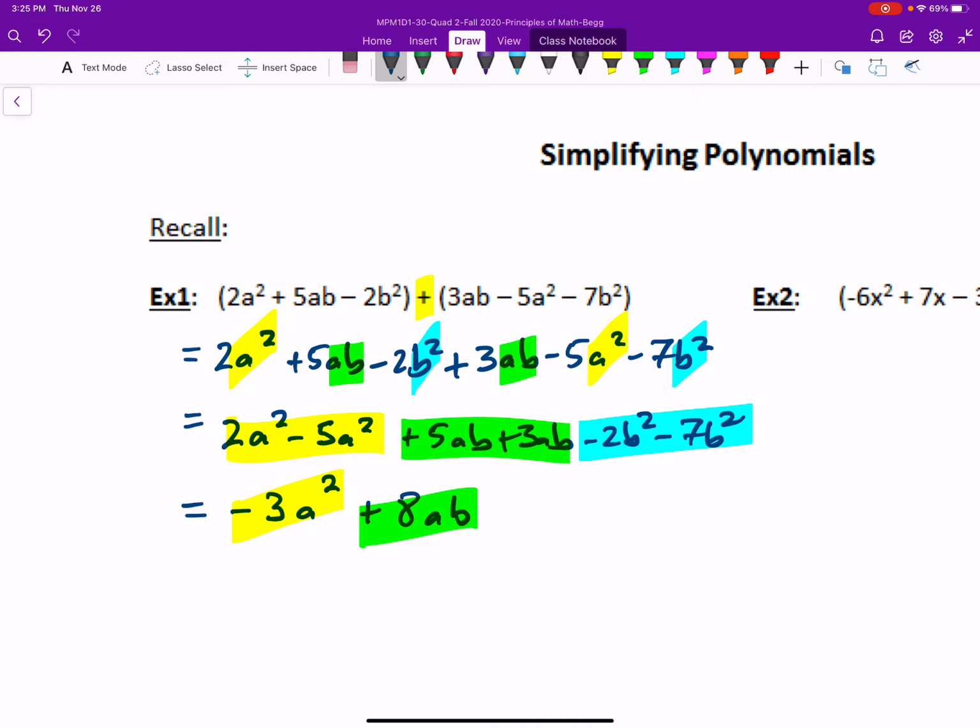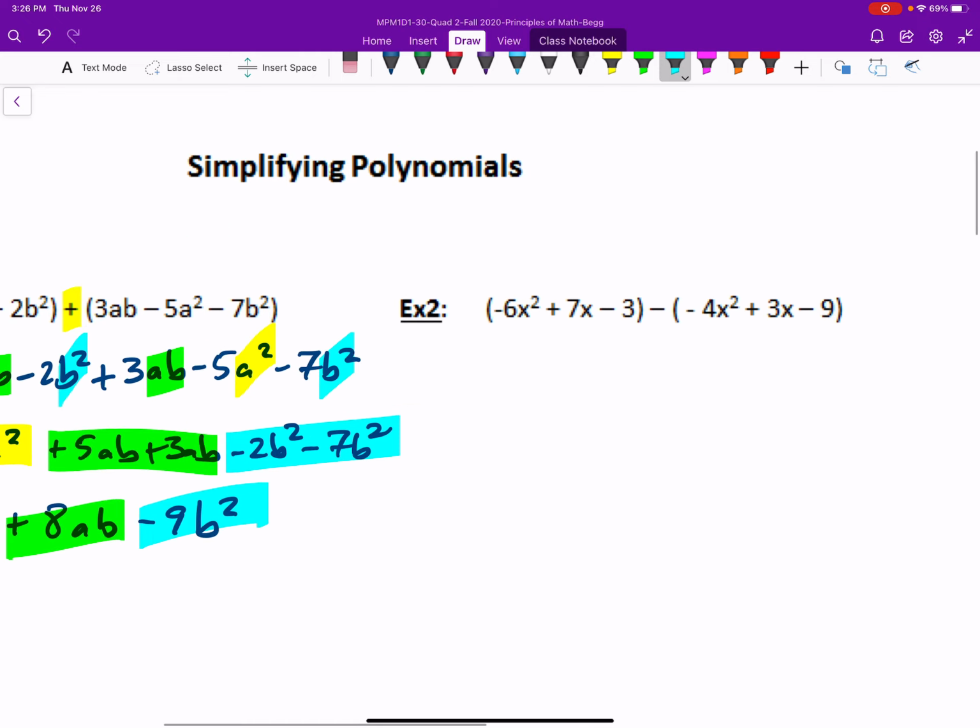And I've got negative 2b squared minus 7b squared. So minus 2 minus another 7 becomes negative 9. And then it's just b squared. You notice how it doesn't change. It's still just the b squared or the ab or the a squared. Those don't change. I just have how many of them. Now if we compare the three different colors, they're all different types of terms. We've got an a squared term, an ab term, and a b squared term. I can't go any farther, okay?